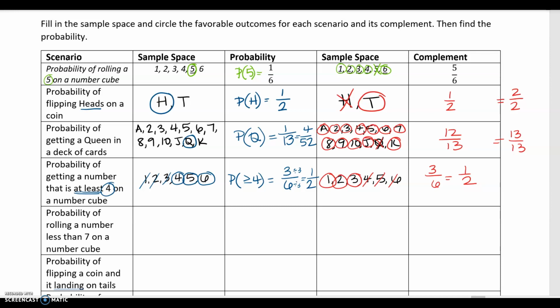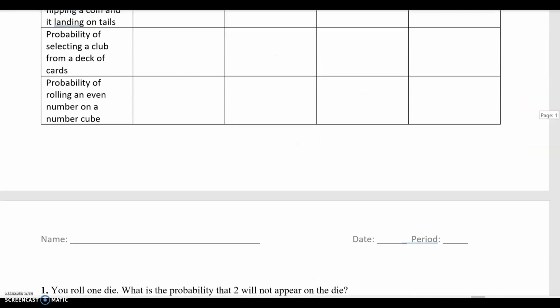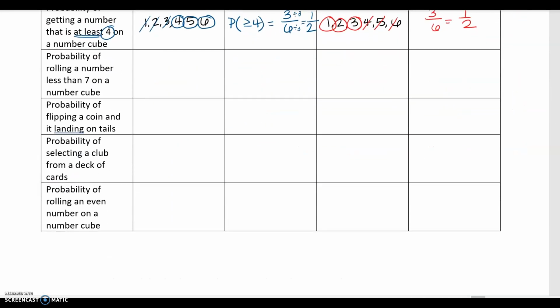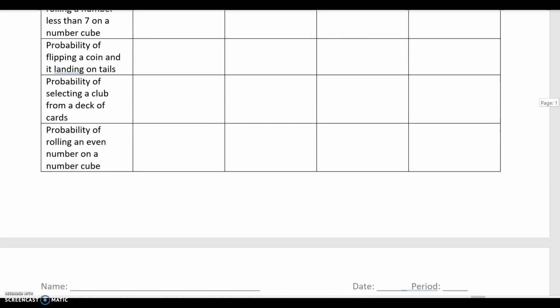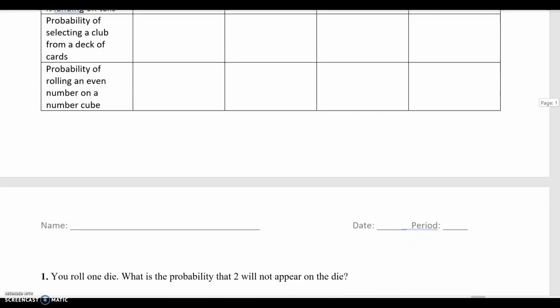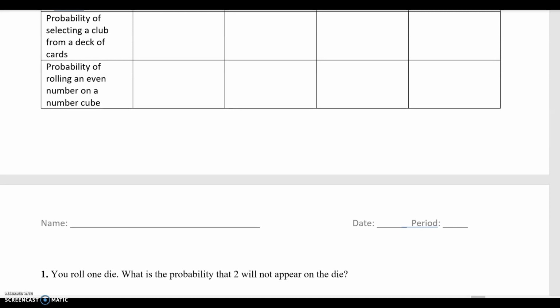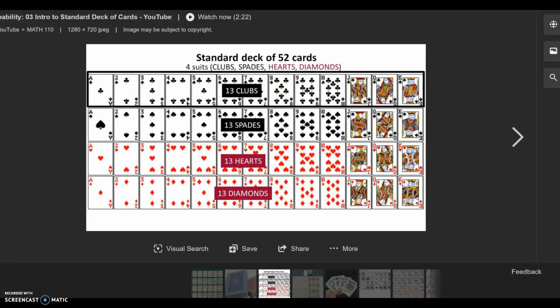All right, so you guys can go ahead and press pause and finish this table on your own. There's only 1, 2, 3, 4. All right, and then you can move on. If you were looking at the clubs and you need to look at the cards again, here are the cards. Okay, so it says that there's 13 clubs out of 52 cards, and you can simplify that.